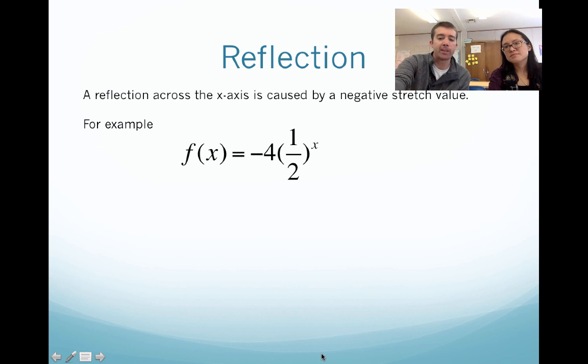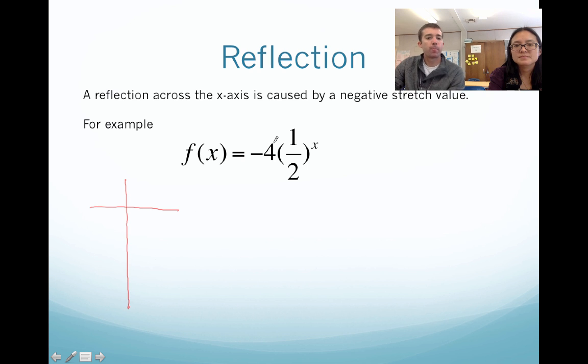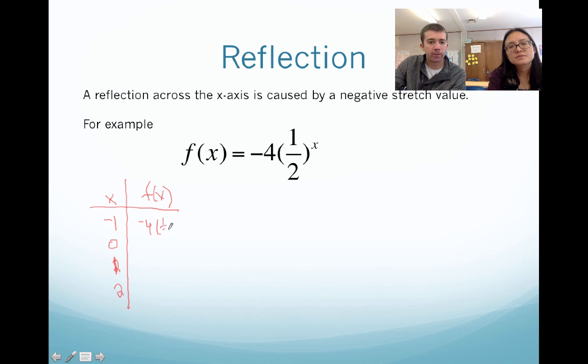Okay, well, what happens if I make that stretch term a negative number? Well, if you can't remember the rules, I just go ahead and plug some numbers in. So let's see what happens. So here's my x, f of x. So let's do negative 1, 0, 1, 2. Okay, so if we plugged in negative 1 here, that makes 1/2 to the negative 1, which is 2 over 1, so 2. So 1/2 to the negative 1 equals 2, and negative 4 times 2 is negative 8, there we go.